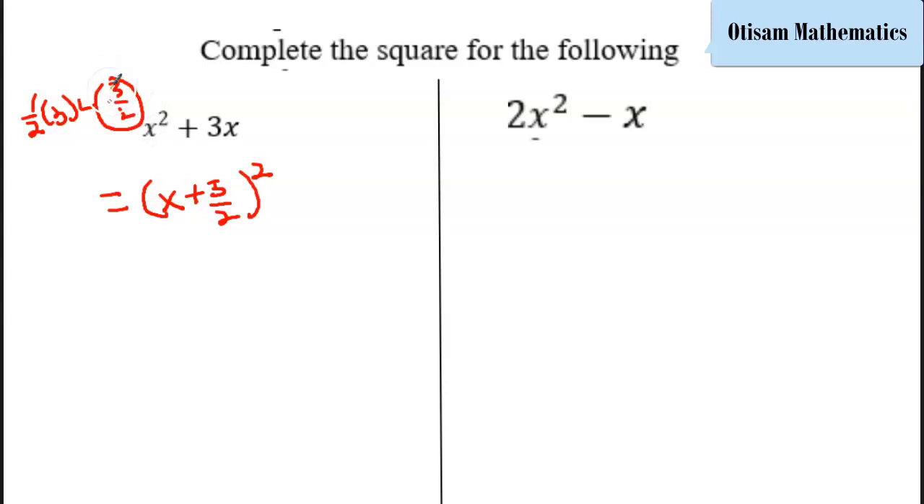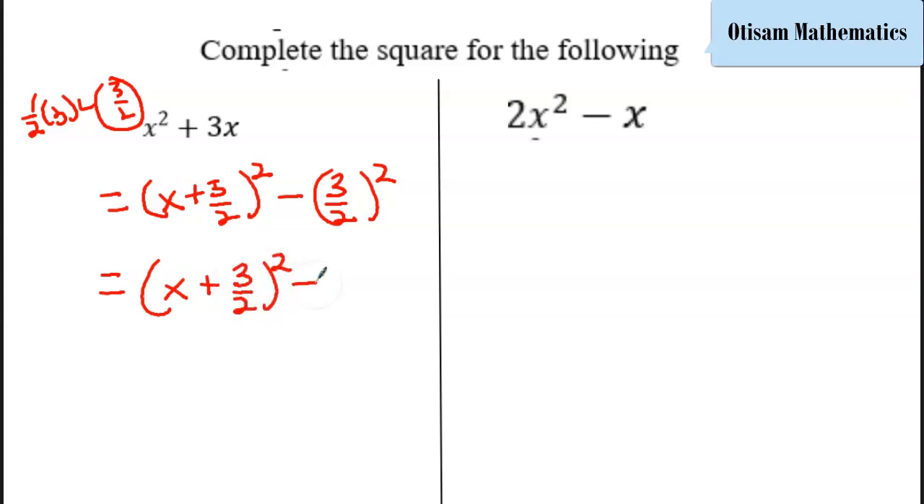This is the term that is being added, so we must subtract it so that we get the original expression. So minus 3 on 2 all squared. So this is equal to, bracket open, x plus 3 on 2 all squared minus, now 3 squared is 9, and then 2 squared is 4. So that is the answer.